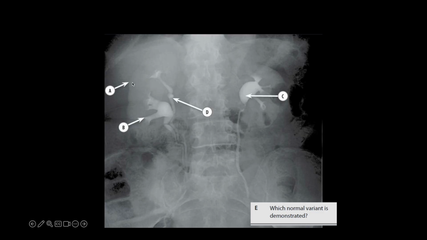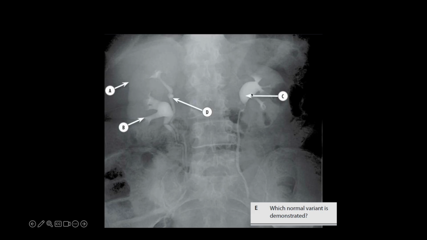So A is the right kidney. You've got a bit of contrast still in the kidneys themselves. That's why they're quite bright, and that will eventually drain into the collecting system. B is the fornix of the right lower pole calyx. The fornix is just those little triangular things that then create the minor calyces. So this is a little fornix, this is a little fornix, and that creates a minor calyx.